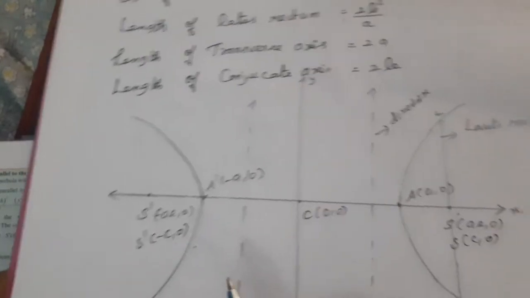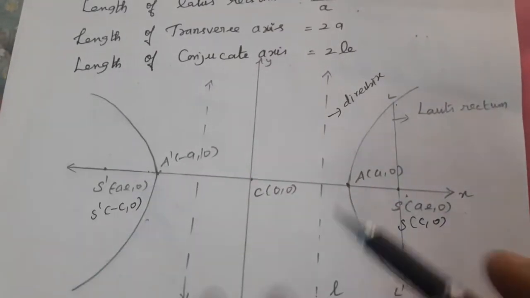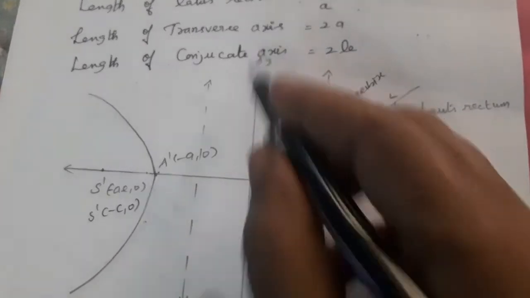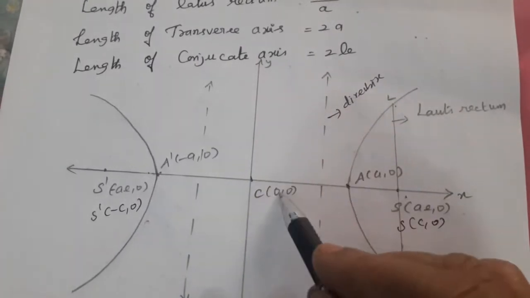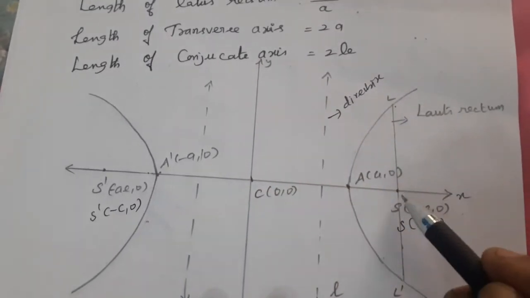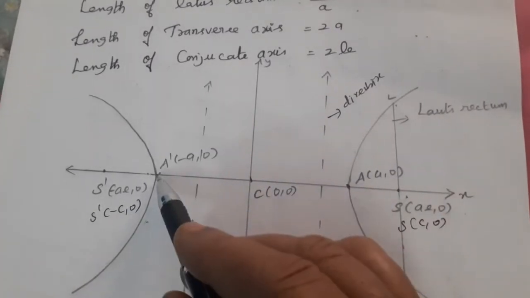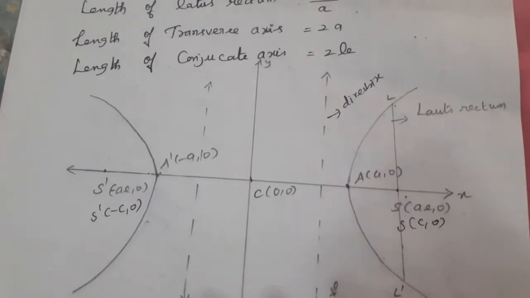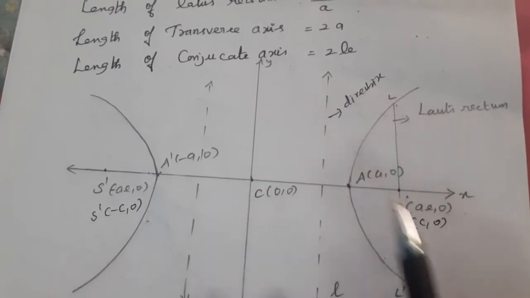See the diagram. This hyperbola is passing through what axis? The x axis, because the center is (0, 0). This is the center, this is the x axis, and this is the y axis. The center is (0, 0), passing through the origin. S and S dash are the foci. A and A dash are the vertices. L dash is the latus rectum, and the small l is the directrix. So understand the diagram.